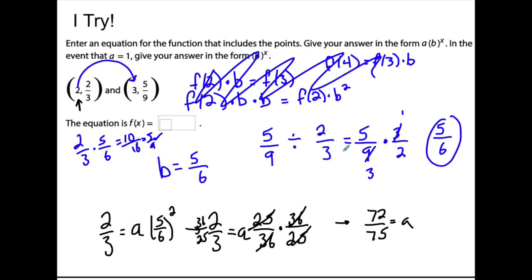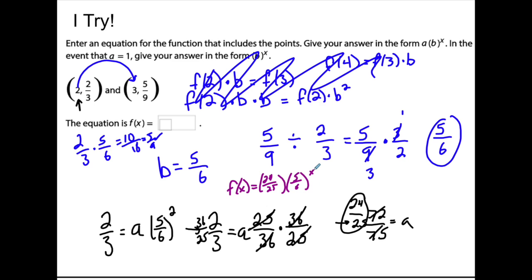And now these can be divided by 3. This divided by 3 is 24. This divided by 3 is 25. So it's 24/25. And so our final function would be f of x equals 24/25 times 5/6 to the x.